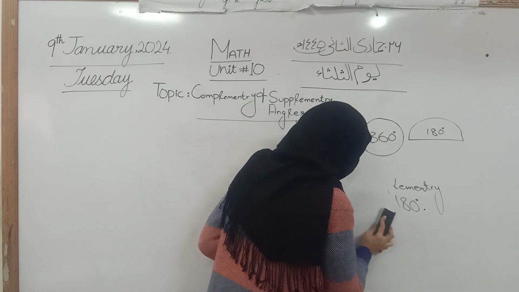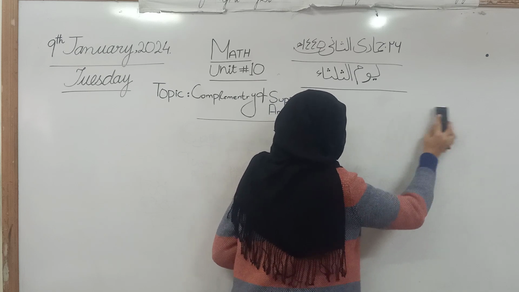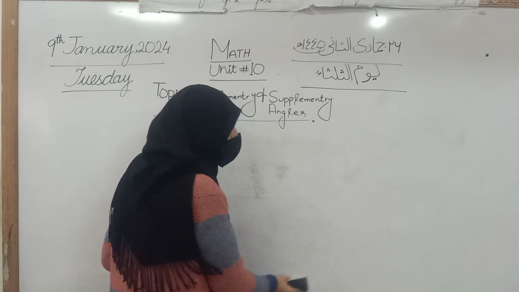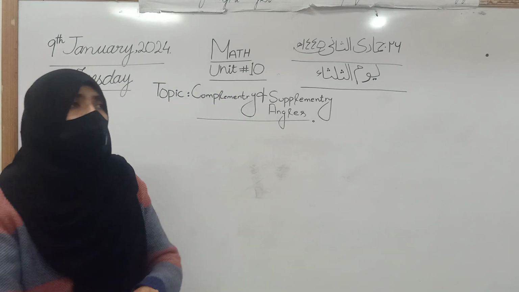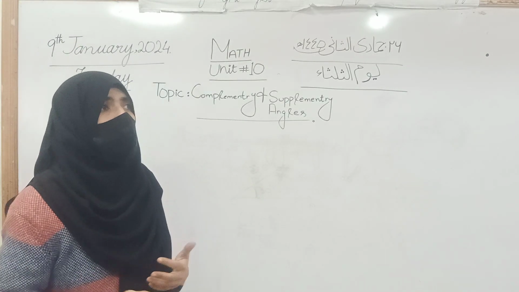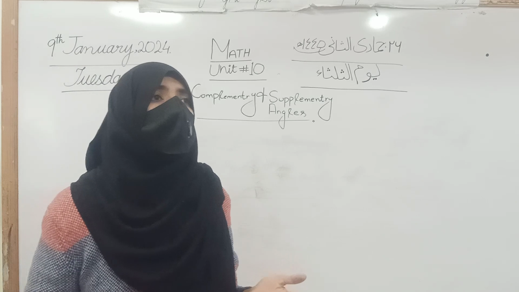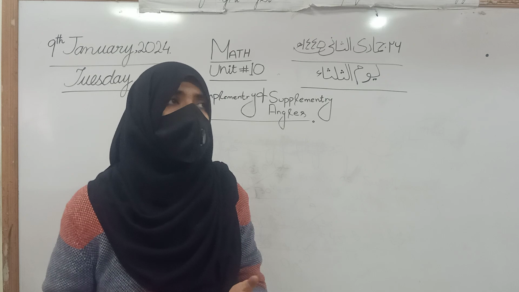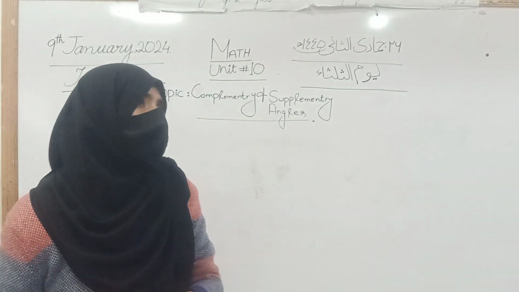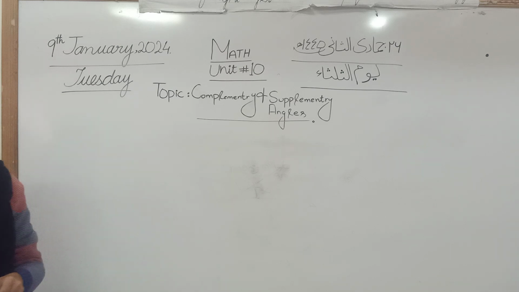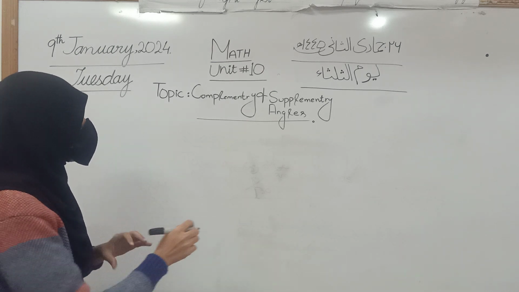See here, we have discussed complementary and supplementary angles, and all of you have come to know that complementary angles are those angles which, if we add them, the result will be 90 degrees, and in supplementary angles, if we add two different angles and the result is equal to 180, then they will be known as supplementary angles. Okay. After discussing complementary and supplementary angles, I am going to tell you that there are different kinds of angles.